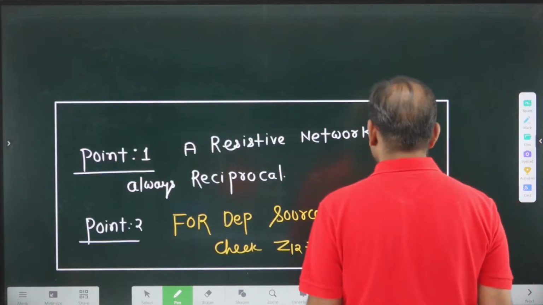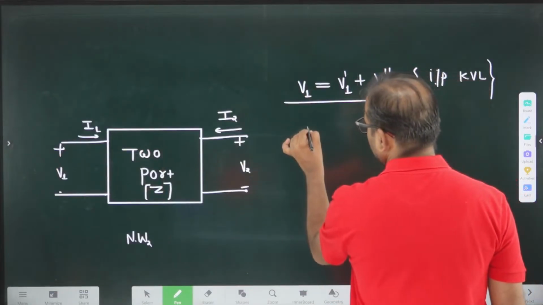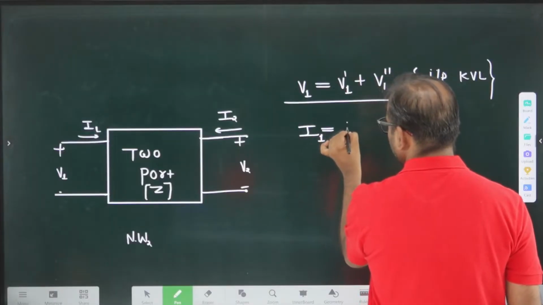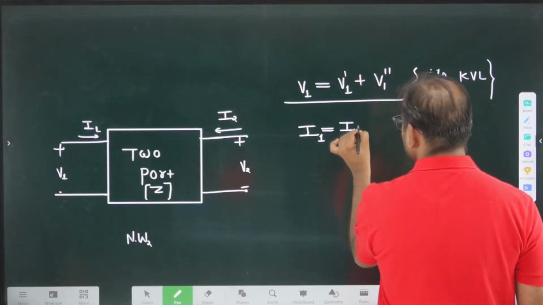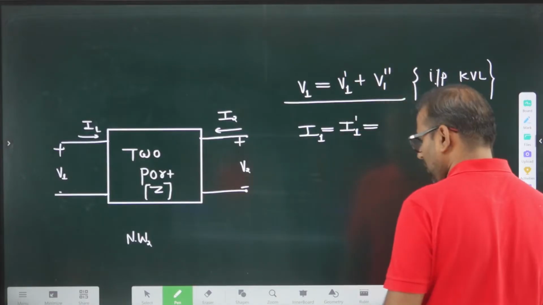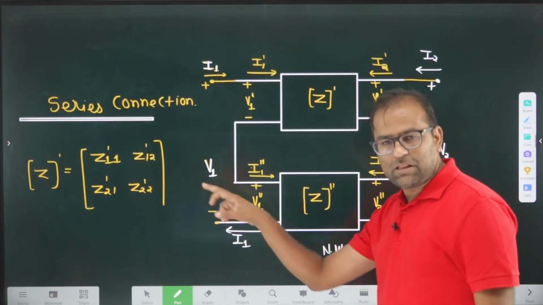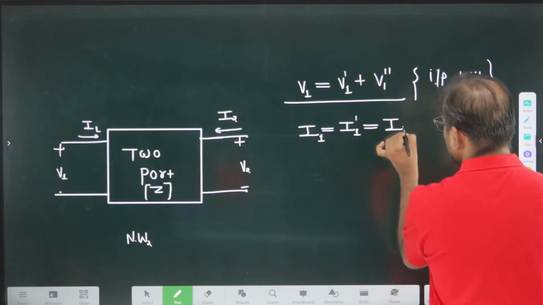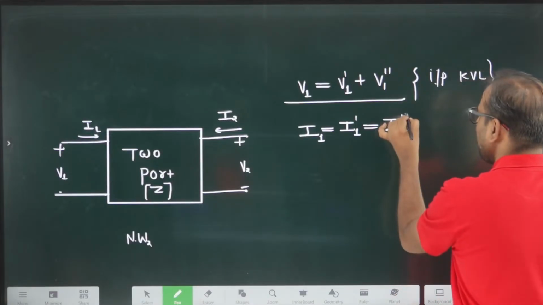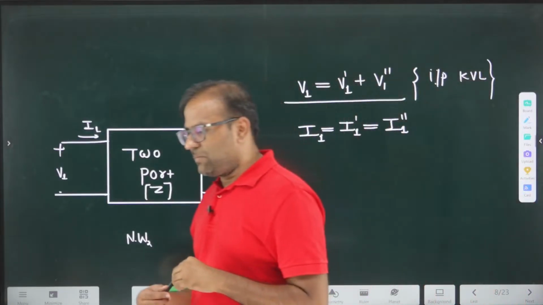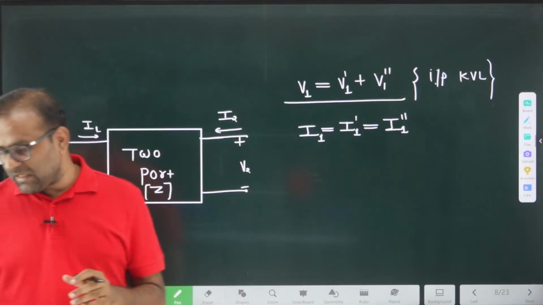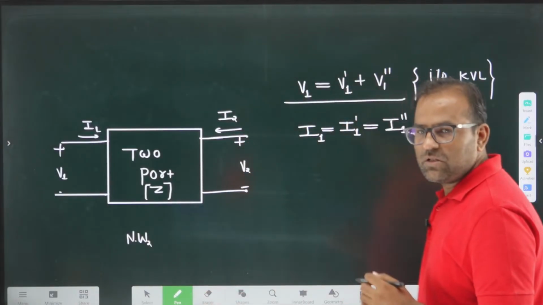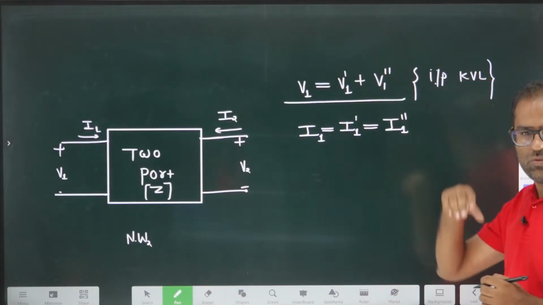I can say I1 is equivalent to I1 dash is equivalent to, और यहां से जो करंट आने वाला है वो भी कितना है? I1 double dash. This current is I1 double dash. These three currents are equal. बड़ा बेसिक सा प्रिंसिपल है. The net current going inside the network and net current coming out from the network is same. So from that theory we have written these two values.